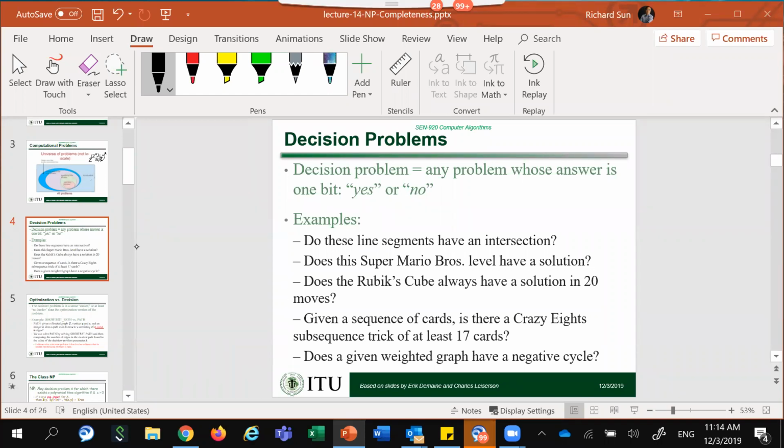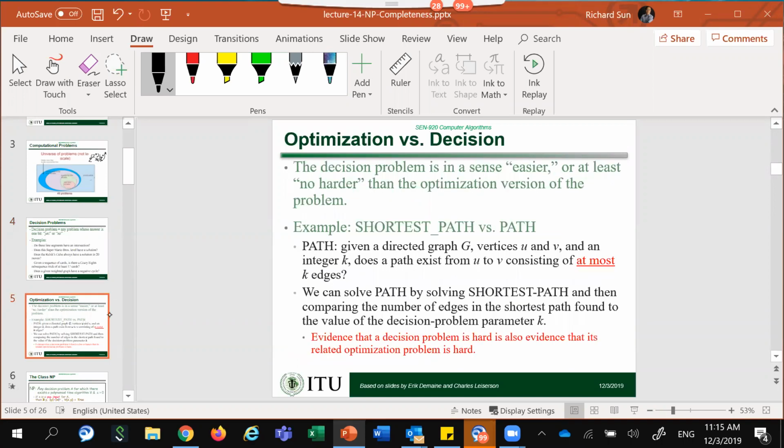Or the next, given a sequence of playing cards, is there a crazy eight subsequence trick of at least 17 cards? I'm not good at playing cards, so I don't exactly know what this crazy eight game is, so I cannot elaborate on that. Now the last one is: does a given weighted graph have a negative cycle? It's yes or no. A weighted graph has a cycle whose length is equal to a negative number. So these are the decision problems.